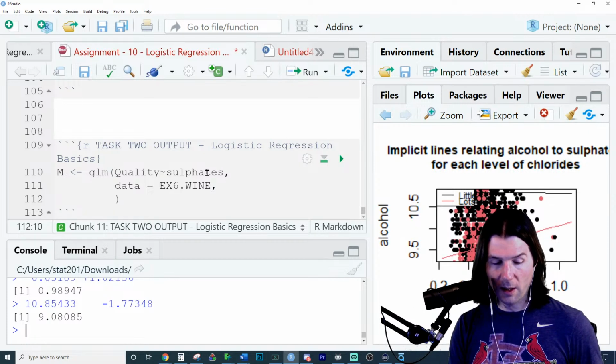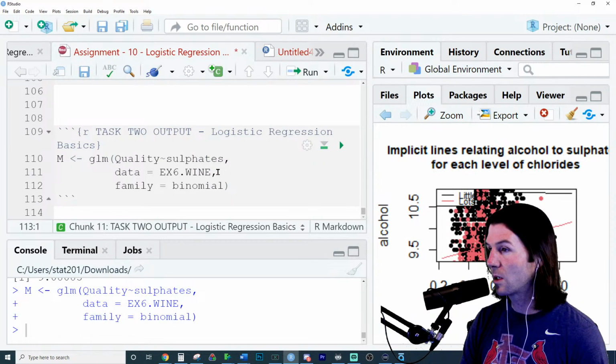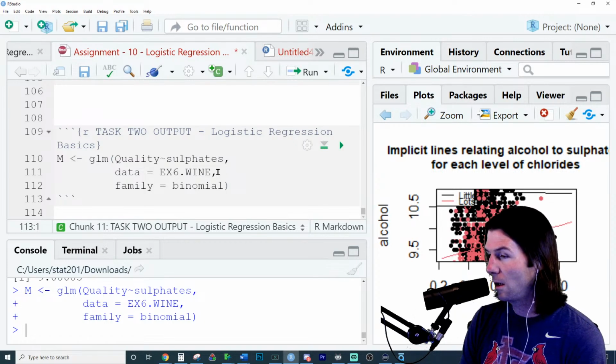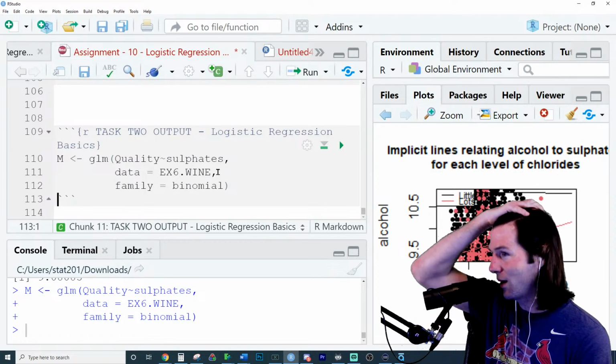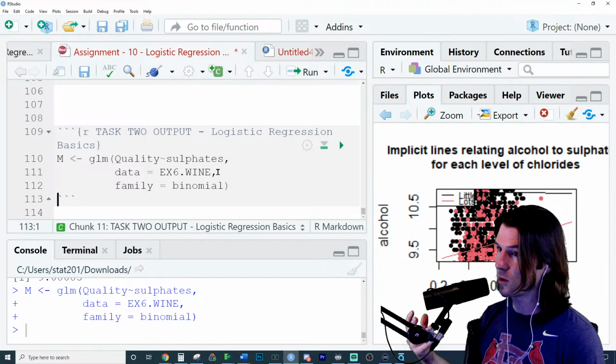This is really important right here, because we're going to go to family and it will autocomplete, but don't let it. It's very important to know what kind of model we're making right here. That'll be super important, because we're making a logistic regression.